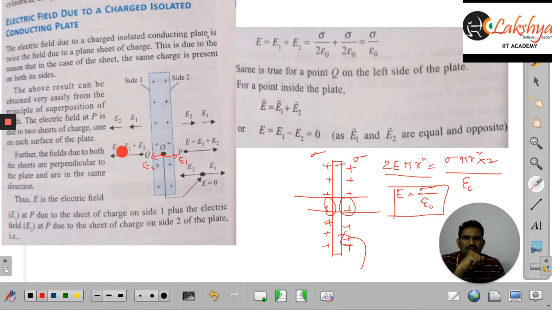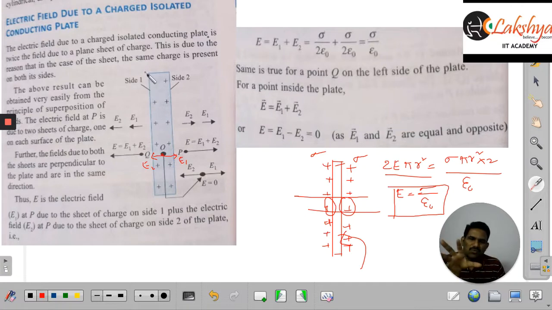Now suppose I consider a point Q on the left side of the plate, or point P on the right side of the plate. For example, at point P, the resultant field is nothing but the resultant of the field due to plane 1 and the field due to plane 2.